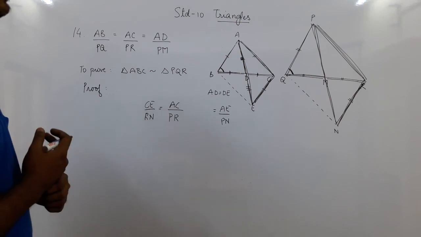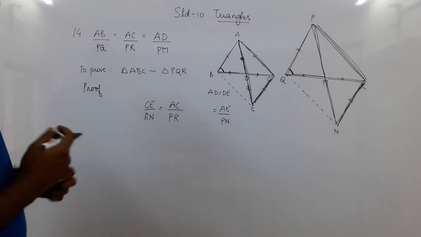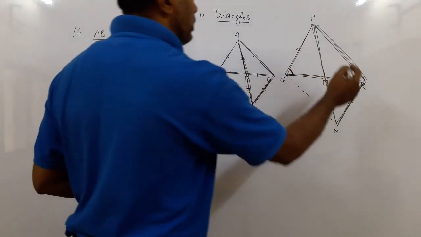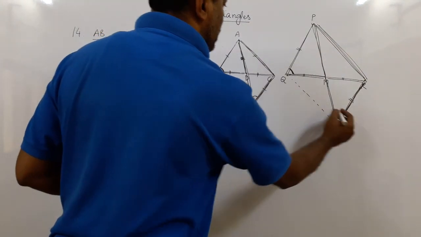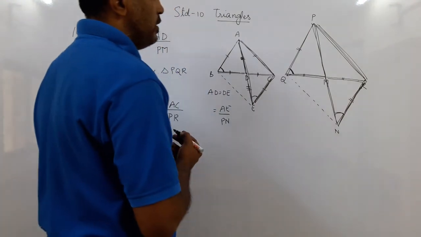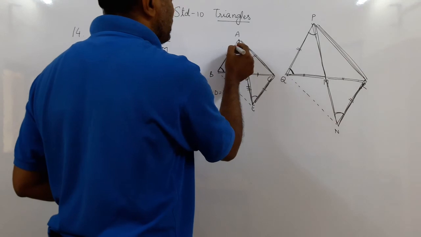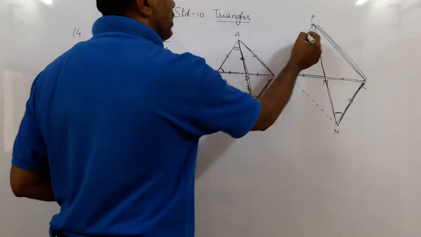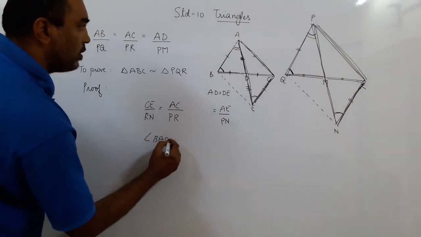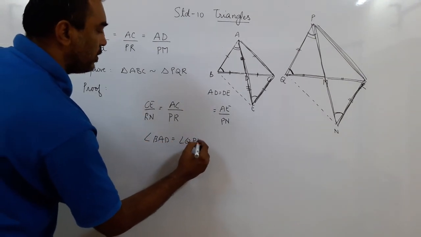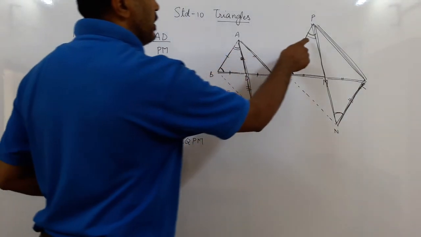So what do you get because they are similar? The corresponding angles will be equal. So what I have proved is those two triangles are similar, their corresponding angles will be equal. So I can say this angle and this angle is equal. But this angle is equal to this angle, alternate, and this is equal to this alternate. So I have got this angle equal to this angle. So I have got angle BAD is equal to angle QPM. Right? I have got this angle and this angle is equal.